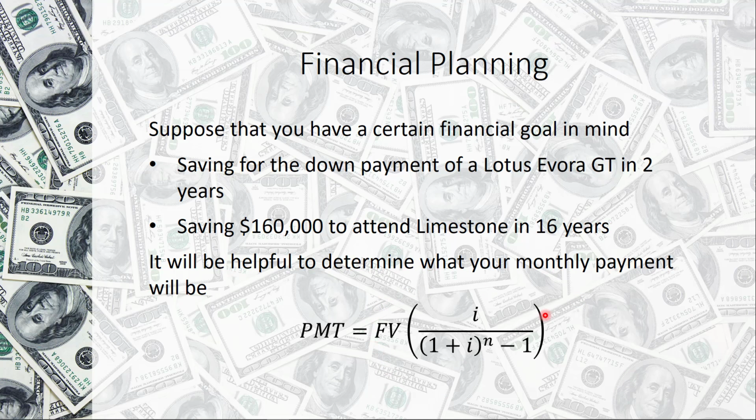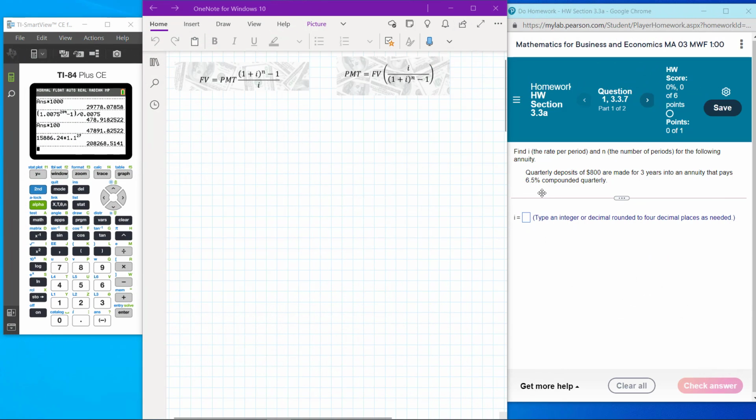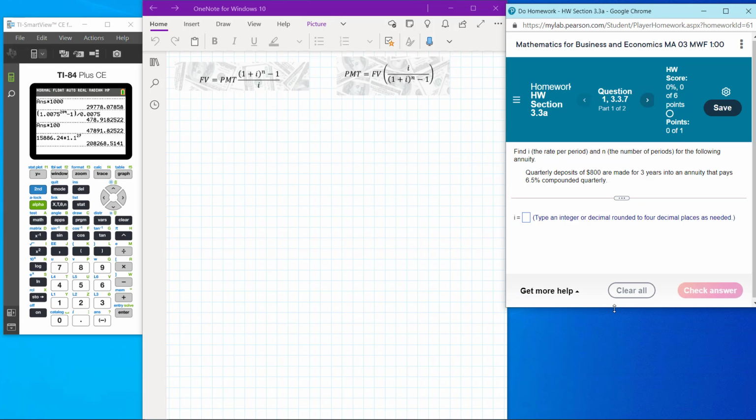And with that in mind, let's head on over and work on some problems that you will find in your homework. Okay, so here is our homework setup screen. Notice that this right here is the first problem for homework 3.3a. Over here I have a calculator, and of course this is OneNote where I'm going to be doing most of my work. And here is my first problem.